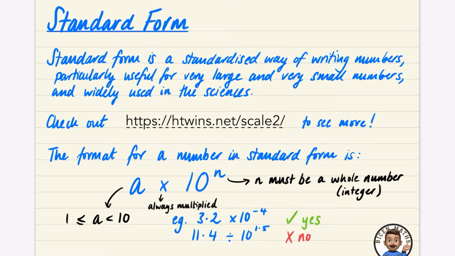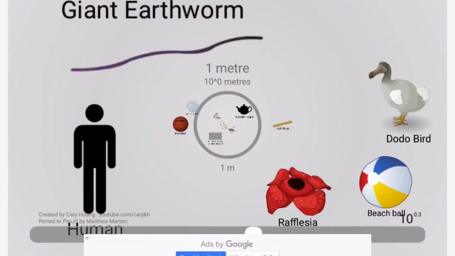This website here is amazing, and it's going to be kind of my entry point into what standard form actually is. So if you want to click this link that you've got here, it's going to tell you a little bit more about standard form. So I'm just going to jump across to this website that I've got here, and you'll see it opens up on a page that looks like this. And we're going to start investigating some of these objects.